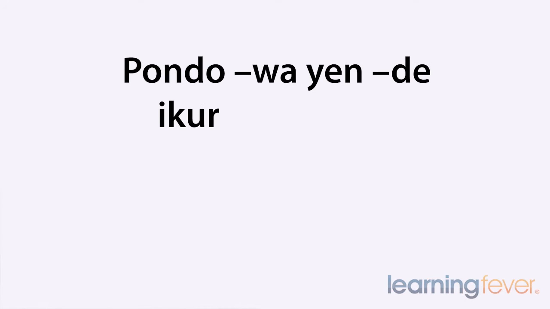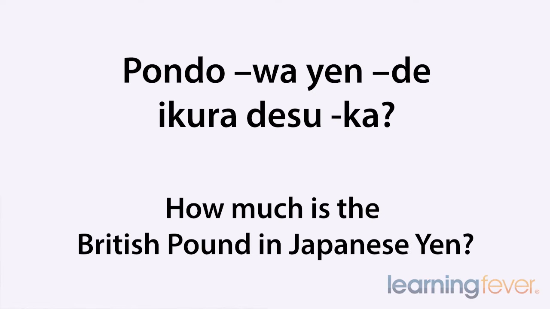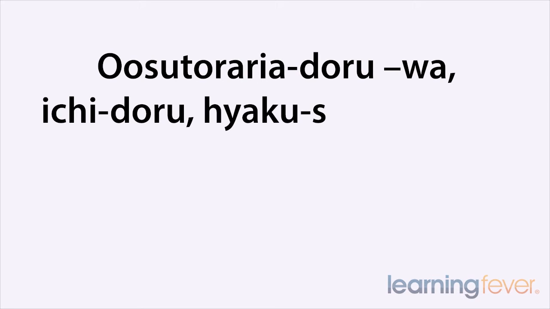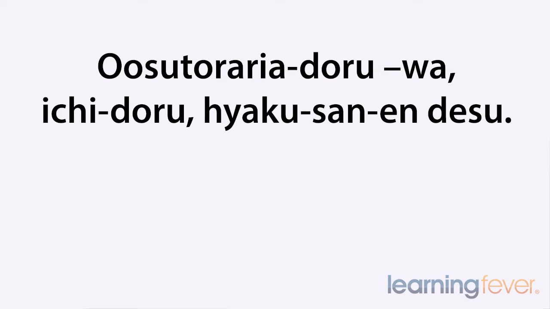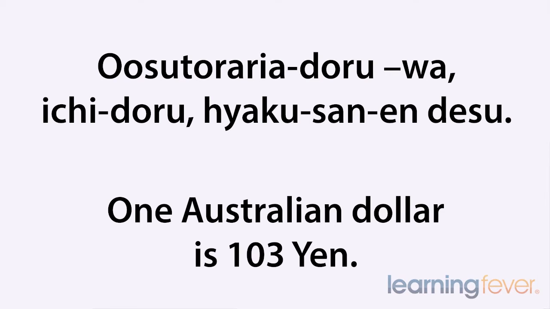Let's look at some more examples. ポンドは円でいくらですか? Which means, how much is the British pound in Japanese yen? Another example is, オーストラリアドルは1ドル103円です。Which means, the Australian dollar is 103 yen.